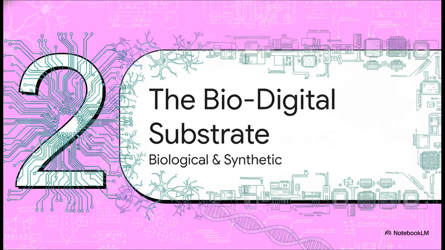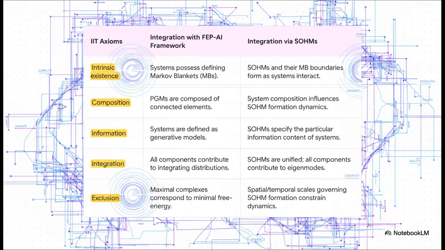Right, so that's the protocol, the software. Now let's look at the hardware it runs on, the biodigital substrate. And as you'll see, this is a composite layer made up of both biological and synthetic components. What you're looking at here is basically the schematic for how consciousness achieves informational closure. It's all about how systems create boundaries, these Markov blankets, to define themselves. Using something called self-organizing harmonic modes, these bounded systems can integrate information and create unified, whole complexes.